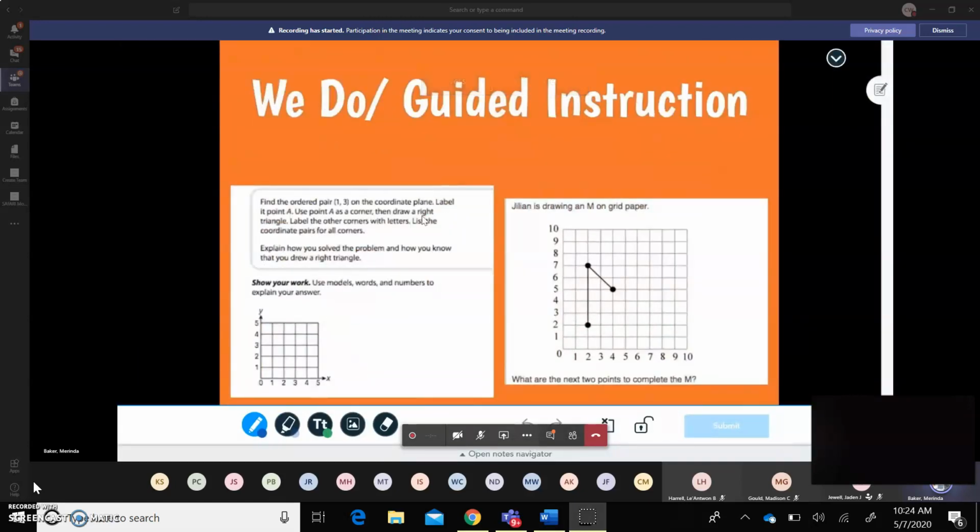Alright, so it says find the ordered pair 1, 3 on the coordinate plane.